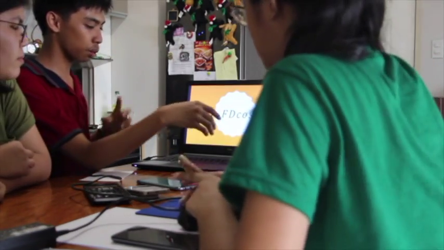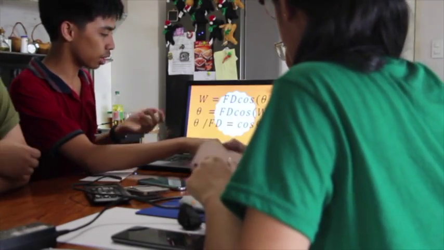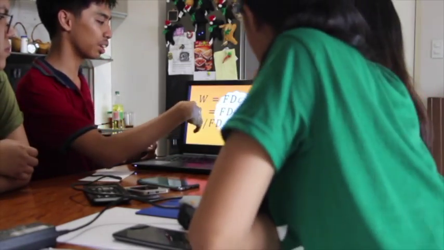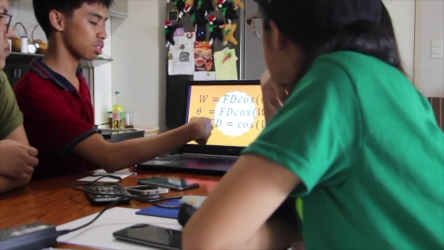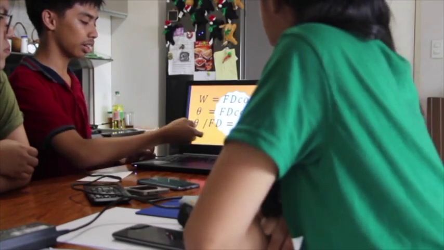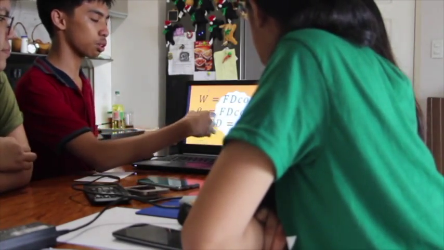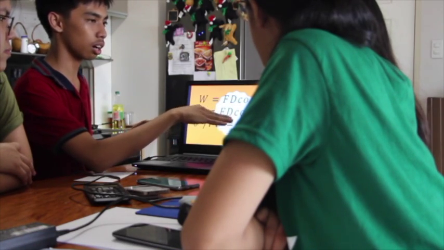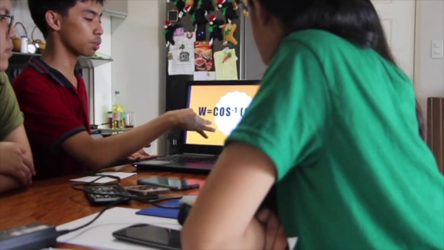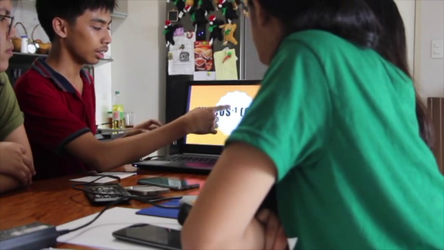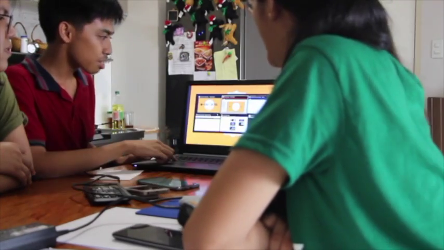Sunod naman natin sa gagawin is kunin natin yung inverse nito. Para makuha natin yung inverse, una, pagpapalitin natin yung theta at W. Magiging ganito siya. Next is to divide both sides by FD, so magiging theta over FD is equal to cosine W. Tapos kukunin natin yung inverse ng cosine, ang tawag doon is arc cosine, actually. So, W is equal to cosine negative 1 theta over FD.